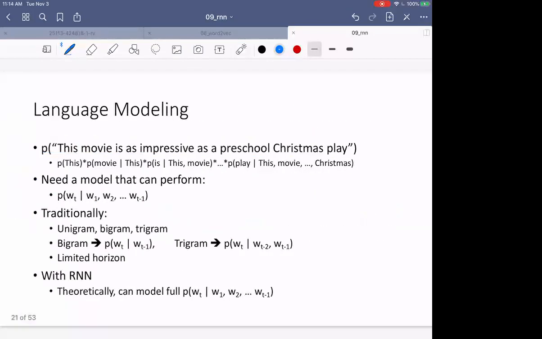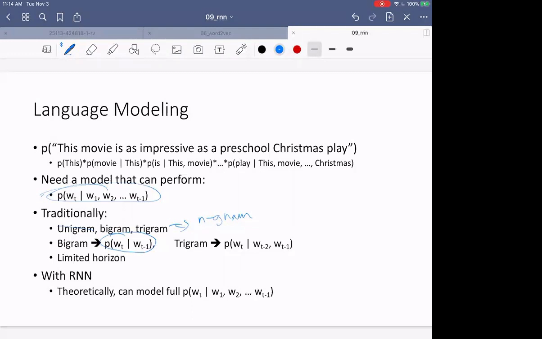But before we talk about RNN, traditionally what people did to approximate this is use something called n-gram. These are all called n-gram, and it could be unigram, bigram, trigram. An example of bigram is exactly this: given a previous word only, you try to predict the next word.